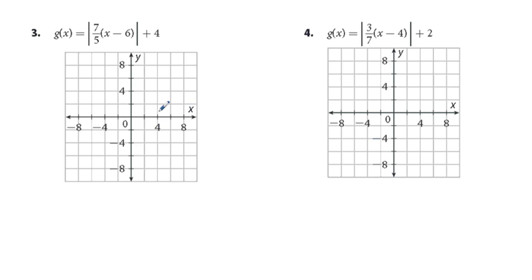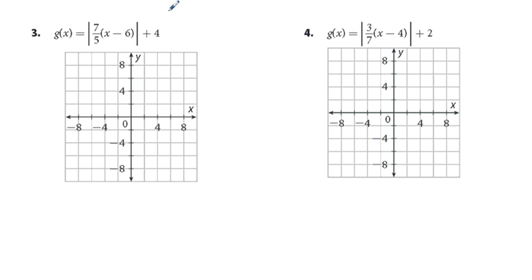Okay, in this case, we have g of x equals 7/5 times absolute value of x minus 6, plus 4. And one thing we can do in this instance, we could call this 7 the a and then call this over here 1 over b. Or we can put the 7/5 outside. For this type of function, it really doesn't matter.